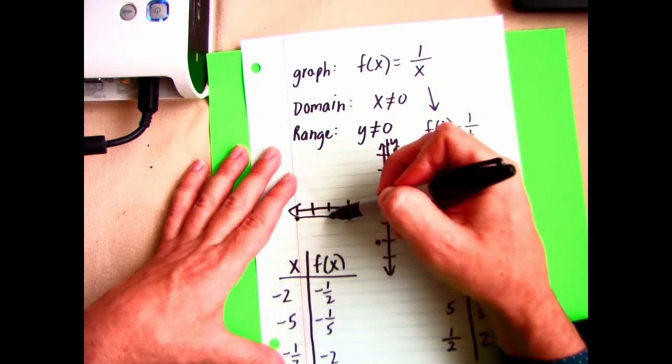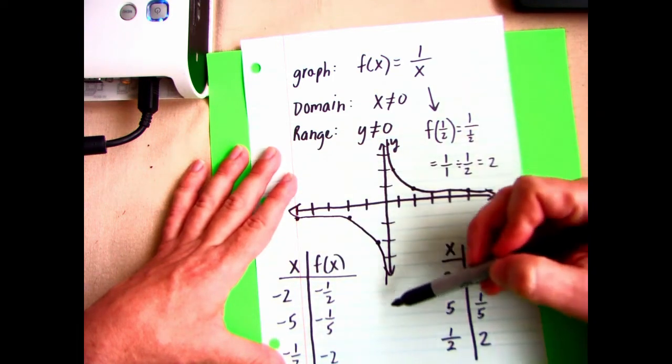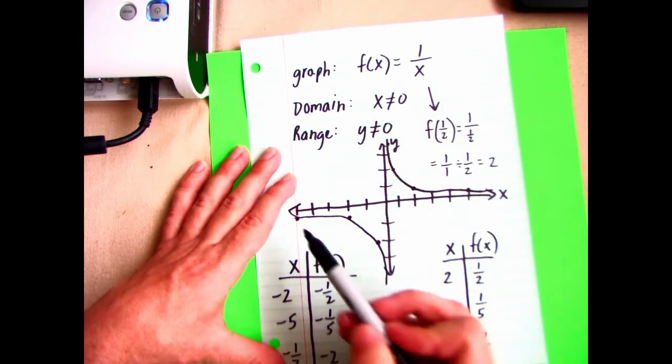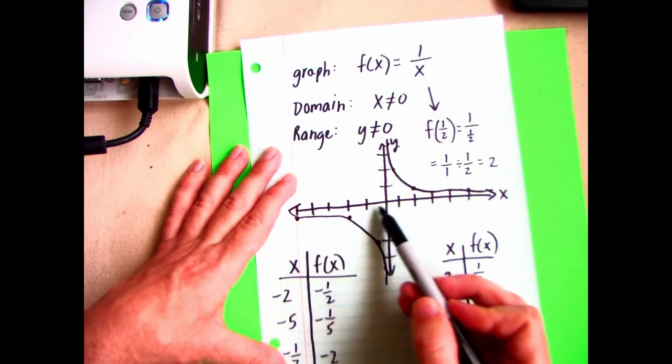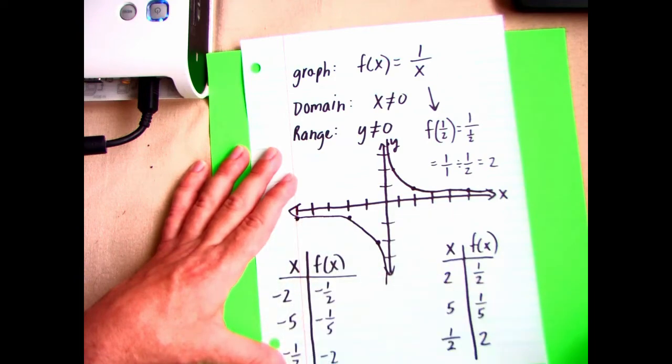And again, the graph is not going to touch these axes. The axes are our asymptotes, so it's going to approach these axes, get very, very close to these axes, but never cross. So this is what the final graph looks like.